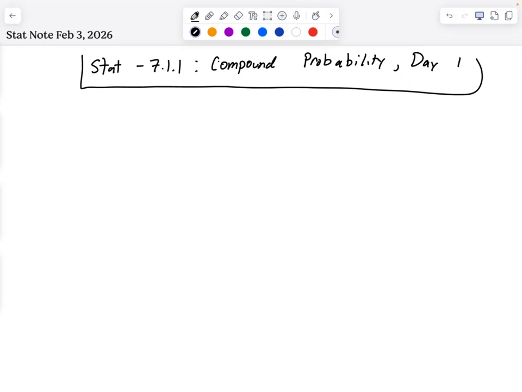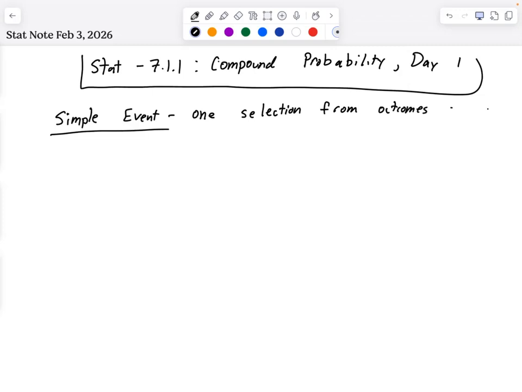So, a simple event is where there is just one selection from outcomes occurring. For example, we flip a coin.